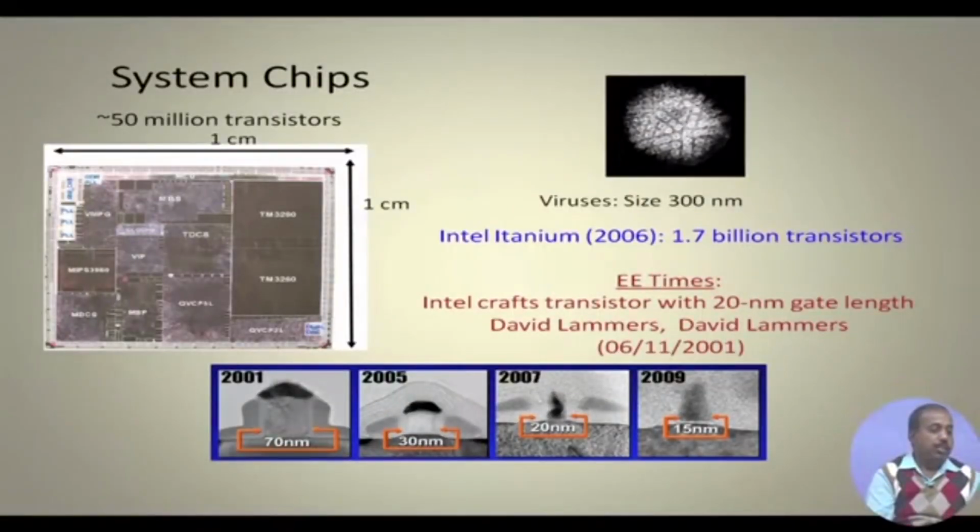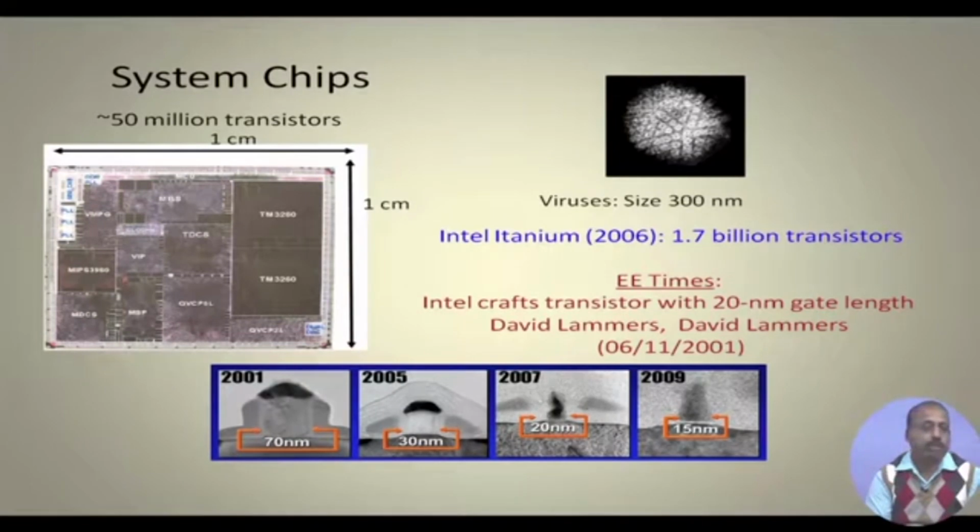To start with, these system chips have about 50 million transistors in a 1 centimeter by 1 centimeter area. Just for comparison, a virus is 300 nanometers in size, so the devices are much smaller than this. The Intel Itanium that came up in 2006 has 1.7 billion transistors, so naturally it has a very large number of devices.